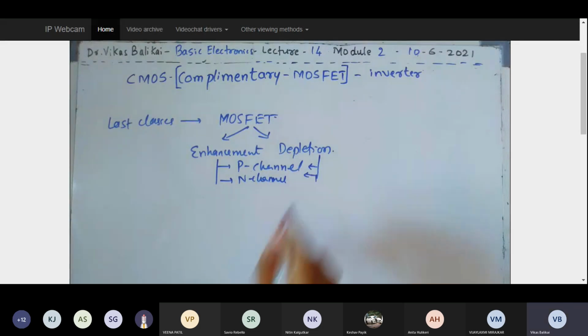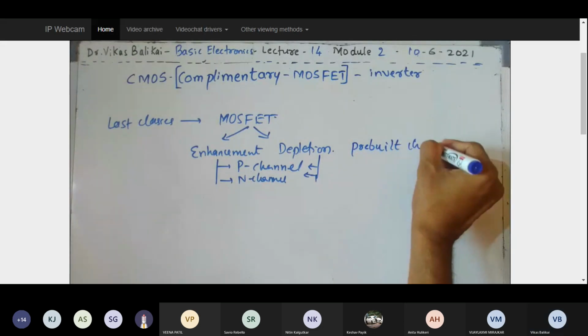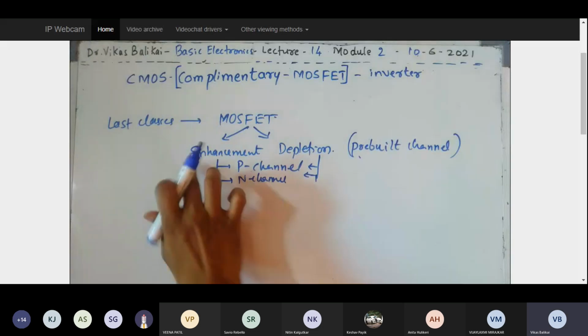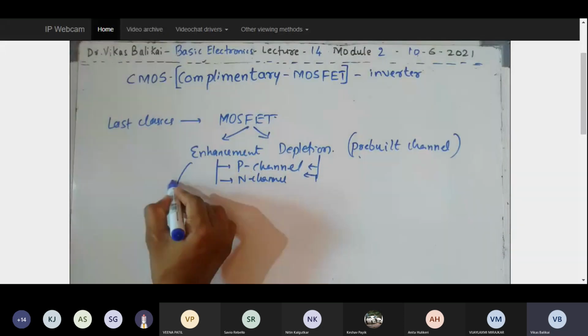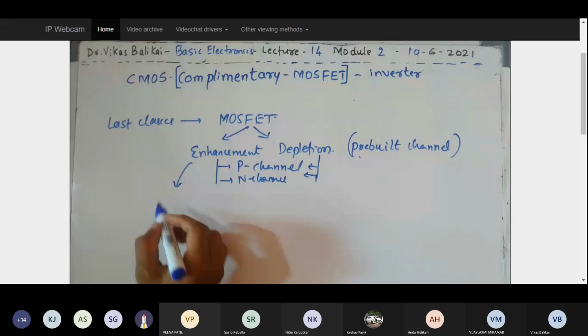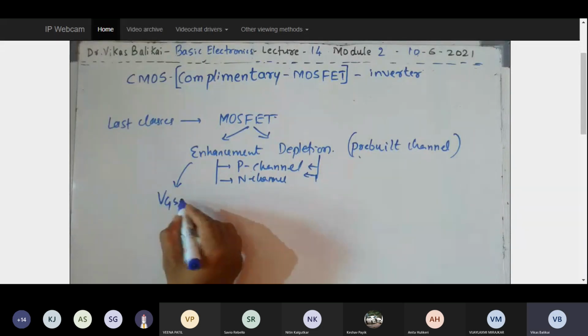Just tell me what is the major difference between enhancement and depletion. What do you find in depletion? By default, the depletion MOSFET is what kind of device? On device or off device? On device. So it has a pre-built or inbuilt channel. Here, from nowhere, you try to construct the channel by giving what kind of voltage? VGS, the gate voltage. Yes, exactly. So this helps in creation of the channel.